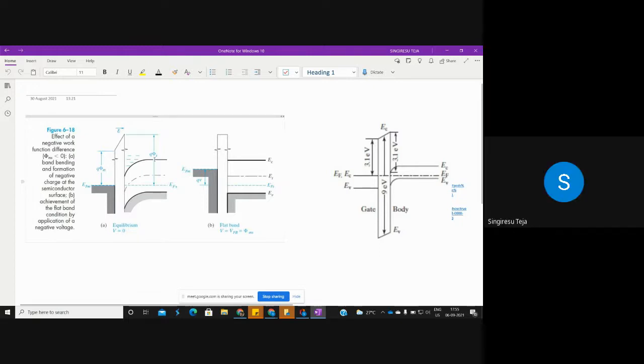Yes, sir. If you are going to take the electron affinity, then this should be the reference, no, sir? From here it has to be taken. From here to here, this will be 3.1 electron volts. If you calculate from here also, it will be somewhere here, because only here the bending will happen.